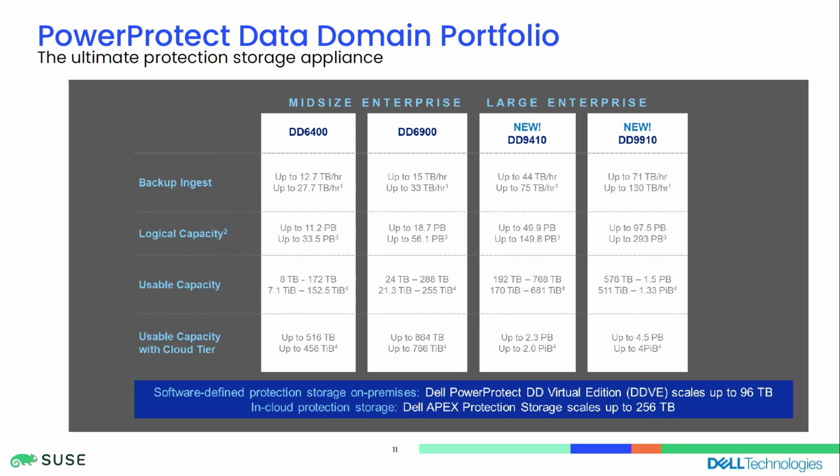It's really fast to backup. The deduplication is very optimized. It can work on-prem, and it can also do public cloud data protection. It also has the ability to do in-cloud protection storage with Apex storage as well, up to 256 terabytes.